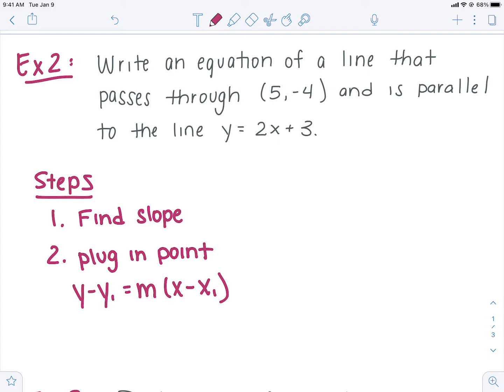So we want to use our point-slope form. We could use our y-intercept form, but it's going to give us more work to do because we're going to have to plug in and solve for the intercept, and there's just a whole lot of extra steps. So that's why we like this formula a little bit better.